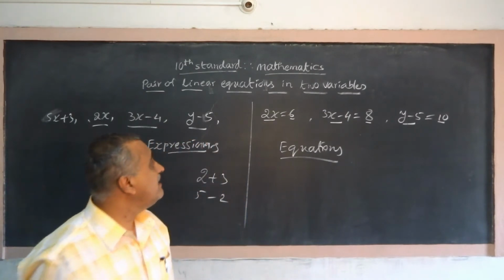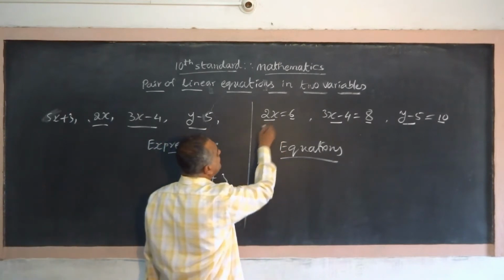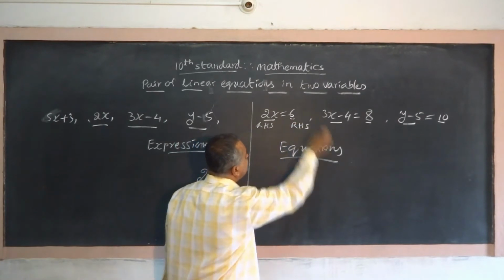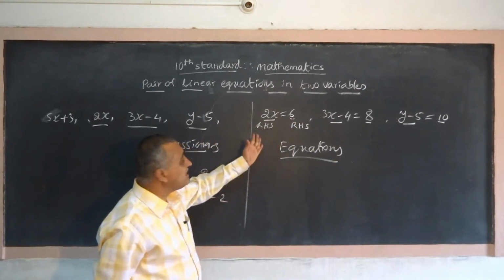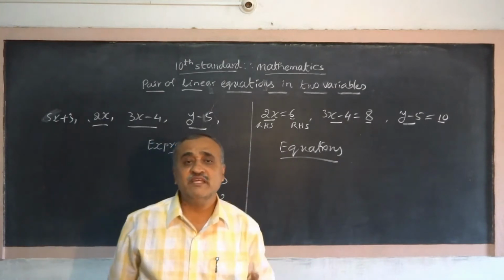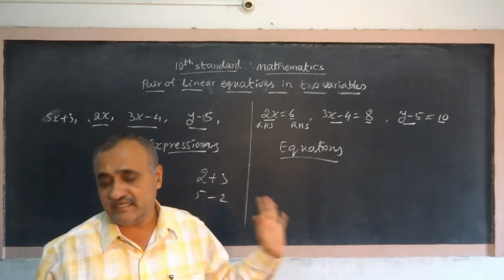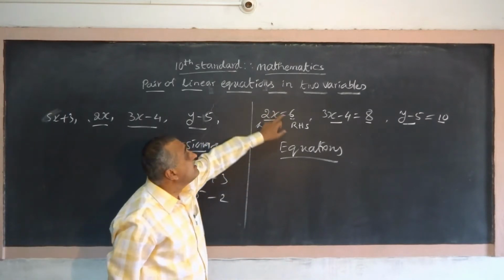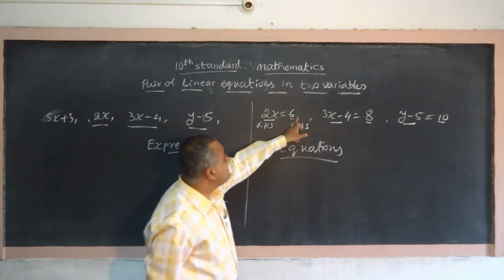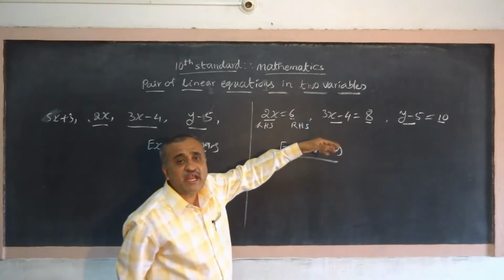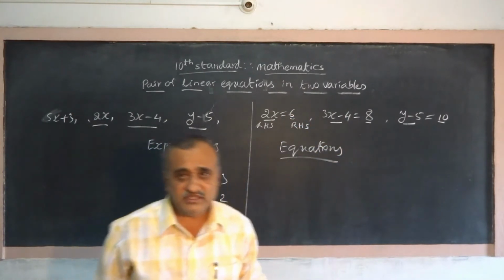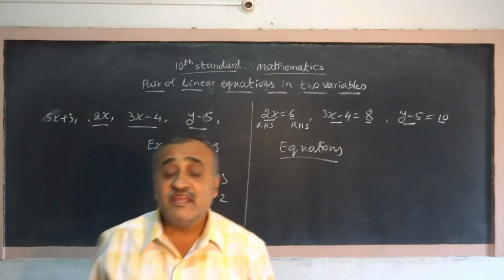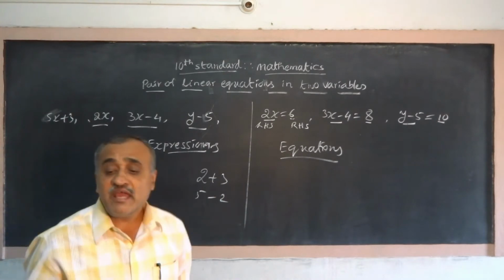Equal in this equation: this is called LHS and this is called RHS. LHS, that is left hand side. We call it the left hand side part of the equation. This is called the RHS, right hand side part of the equation. Is it right? So like this, this is called equation as well as expression.